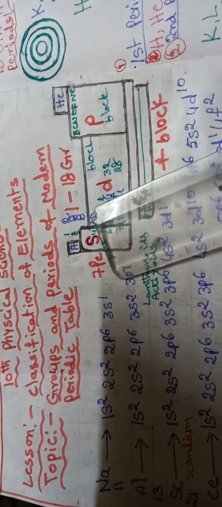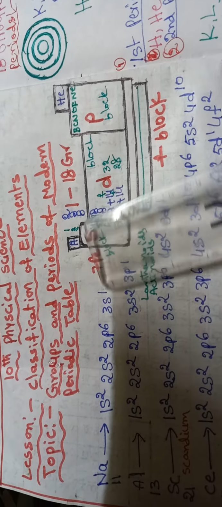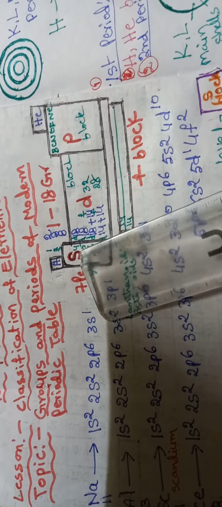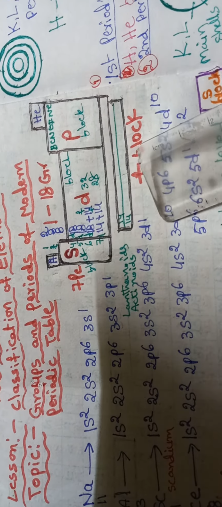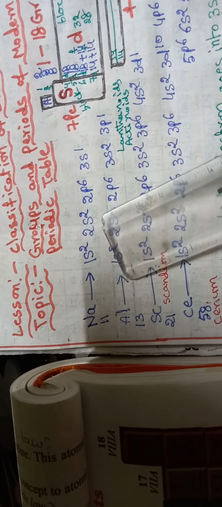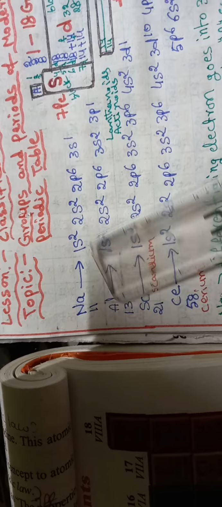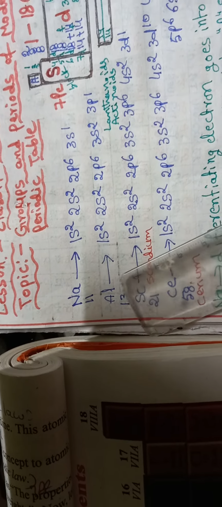On the basis of electron configuration, the elements are divided into 4 types: s block, p block, d block, and f block elements. For example, sodium, atomic number 11, electron configuration 1s2, 2s2, 2p6, 3s1. The last electron goes into the s subshell. So sodium belongs to the s block.